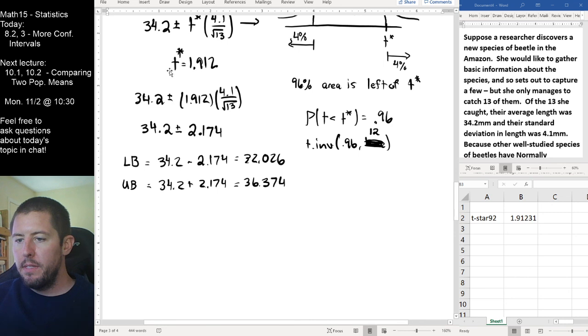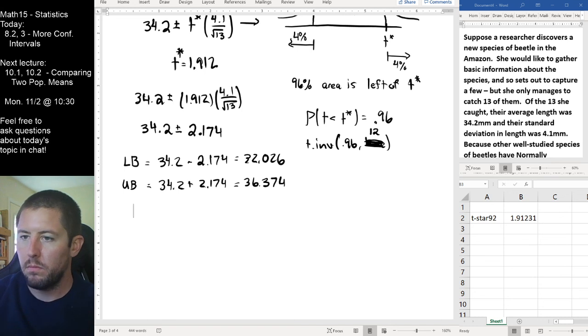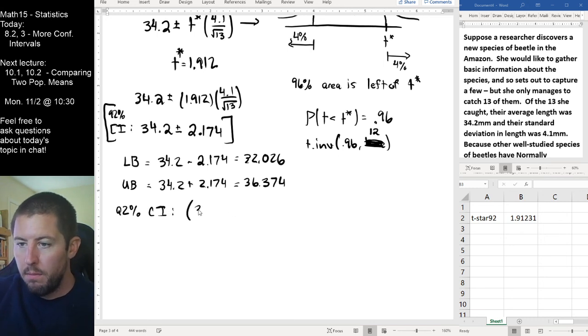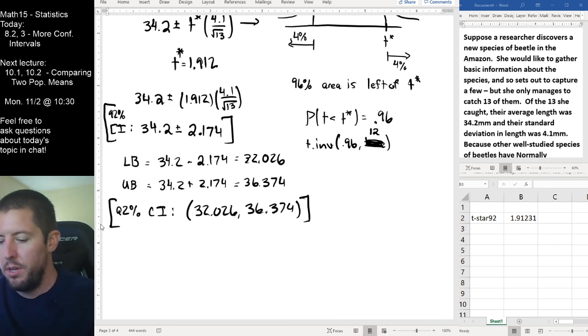So let's go ahead and make some statements about these here. I'm going to make two different conclusion statements. So that's one formation of our answer. Another formation for our answer here is a 92% confidence interval from 32.026 to 36.374. So that's another good formation of a final answer right here. But it's always good for us to actually give statements that interpret these things. So we should do that.